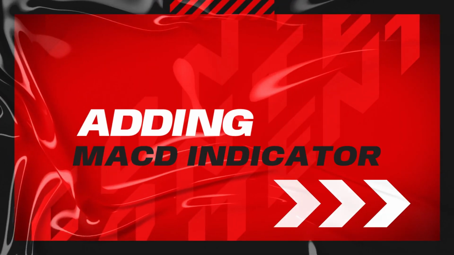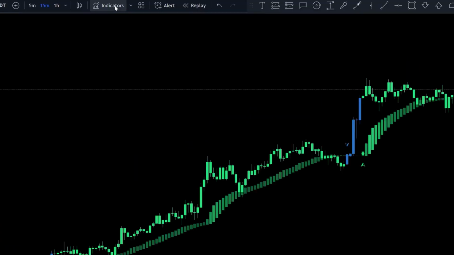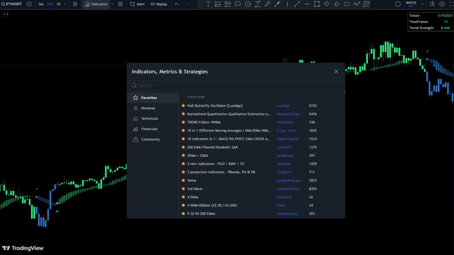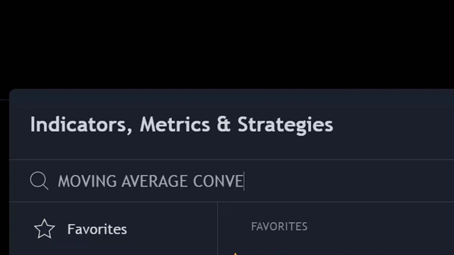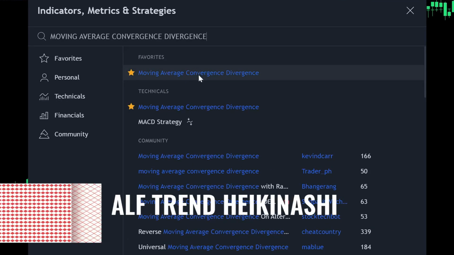To add the MACD to the chart, head back to the indicator section again, and this time type in Moving Average Convergence Divergence in the search bar. Once you found it, simply click on it to add it to the chart.